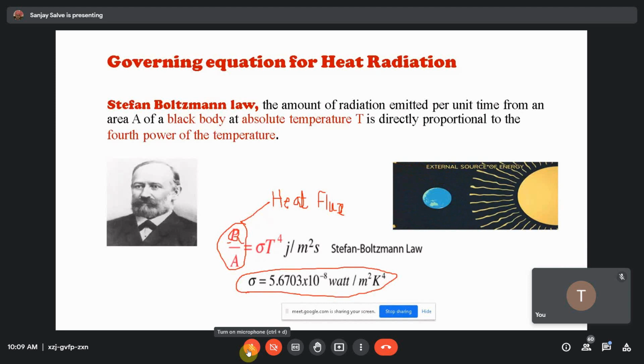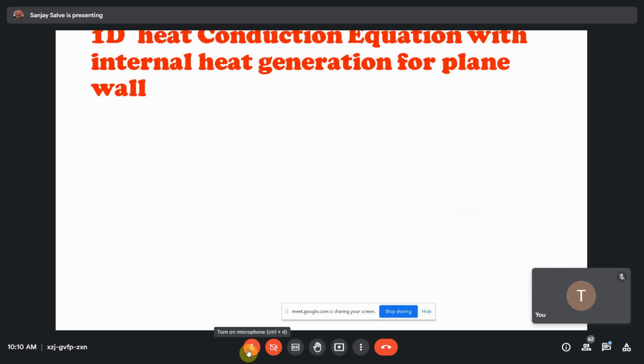Now, Stefan and Boltzmann were different scientists, and both found out this constant sigma, 5.67 into 10 raised to minus 8 watt per meter square per Kelvin raised to 4, independently. And that is why its name is the Stefan-Boltzmann law. These things we had learned in a previous lecture.